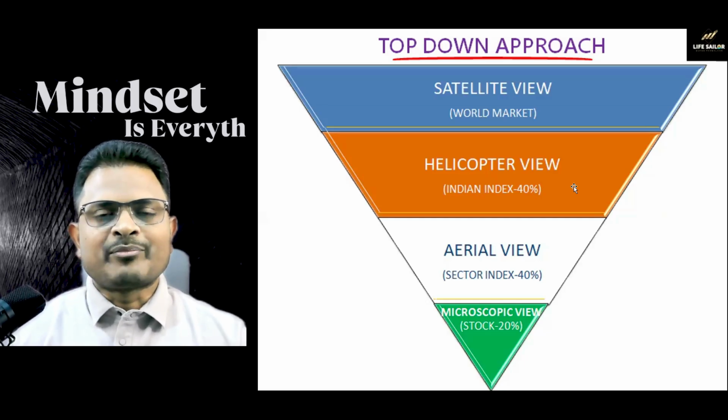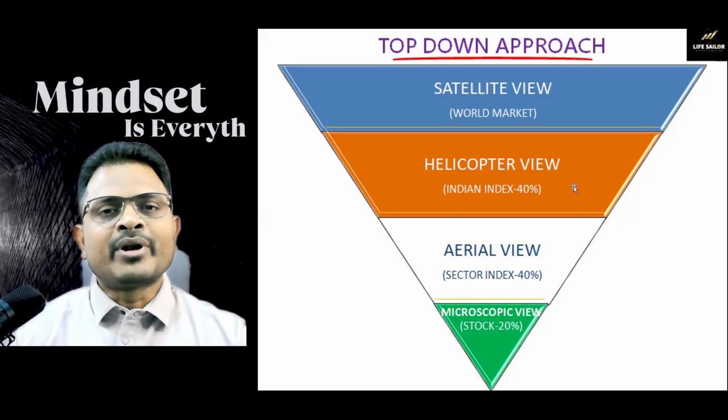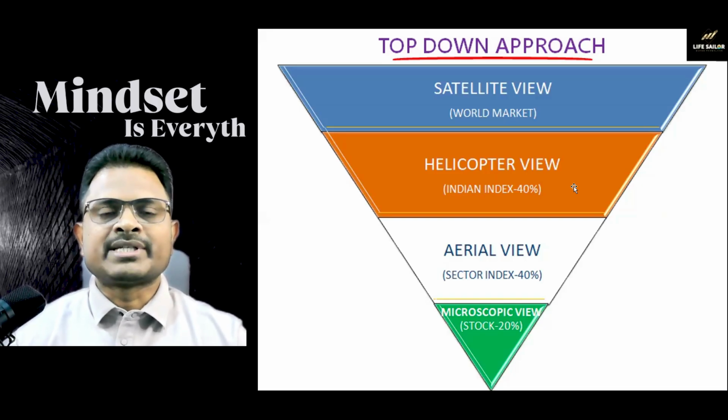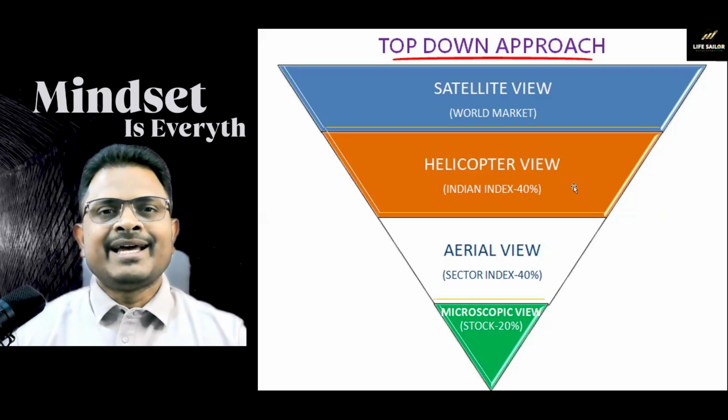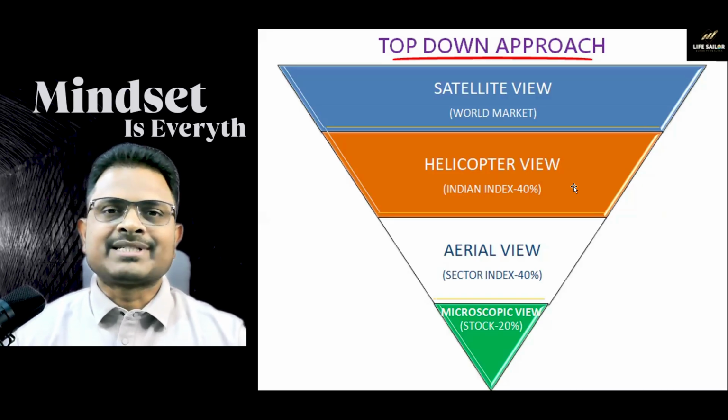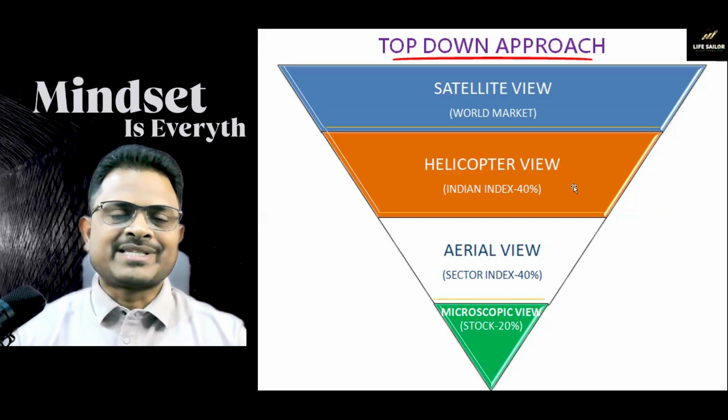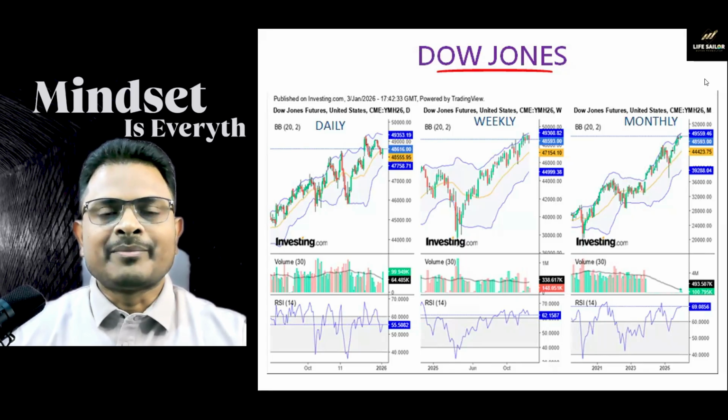In the top-down approach, you must understand that major indices carry 40% weightage, sectoral indices carry 40% weightage, and the individual stock carries 20% weightage. So what we have to read from this is that, as a trader, it is our duty to find stocks from the performing sector. Let us see the global market first.